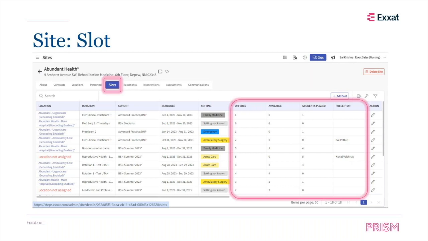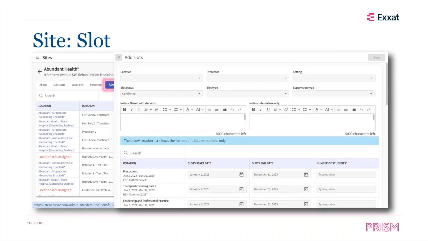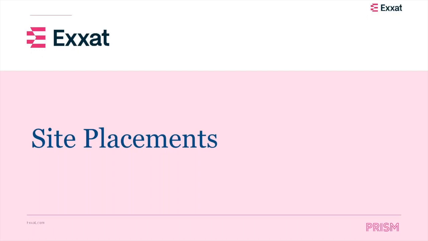And if you don't have a slot added here, you can click on add slots, where the drawer will show up, where you can select the location for which you wish to add a slot. You can select the clinician setting, whether it's a confirmed slot, what is the slot status, what is the slot type, any supervision type, and you have to specify the number of students who will be on that slot. You can also extract the slot-specific information in a spreadsheet. You can even customize the columns by clicking on the wrench icon, and also filter the information by clicking on the funnel icon.